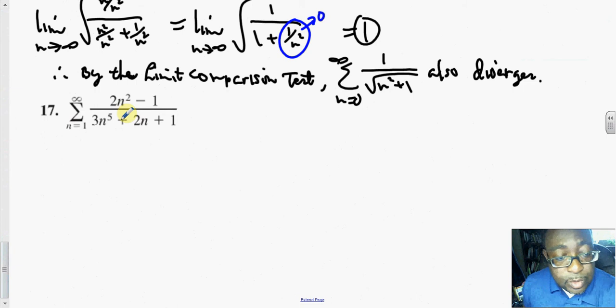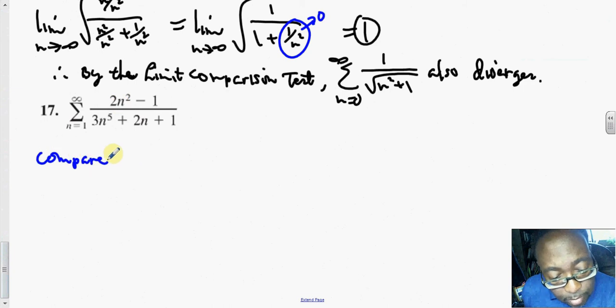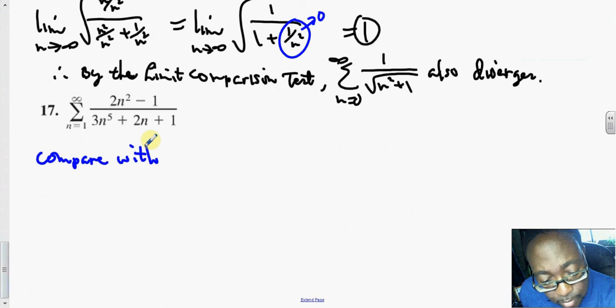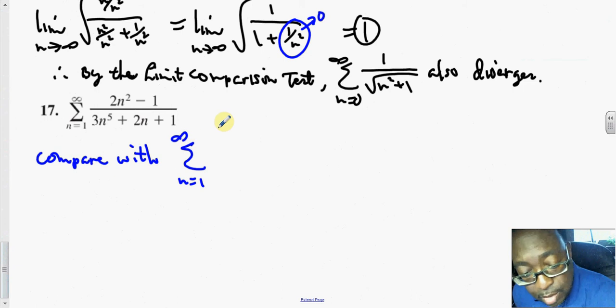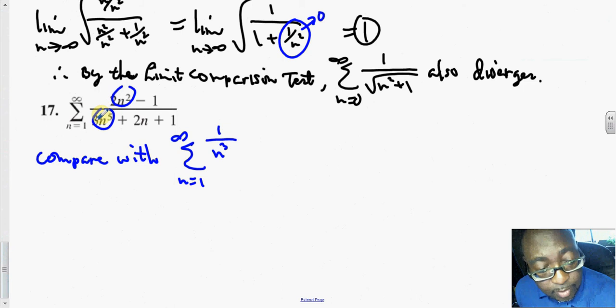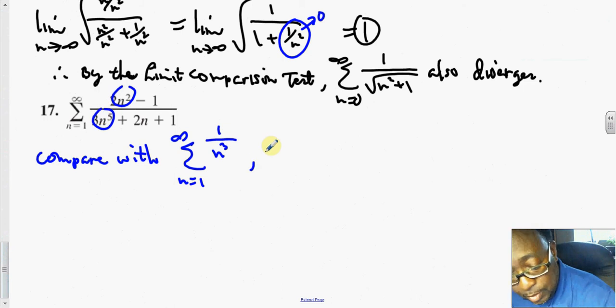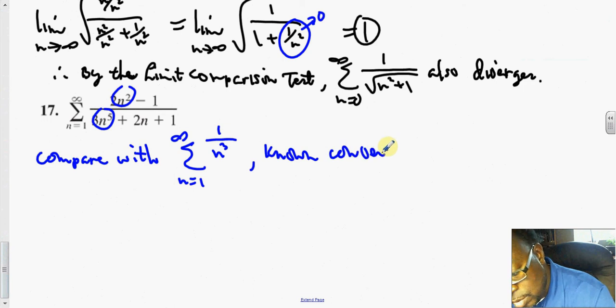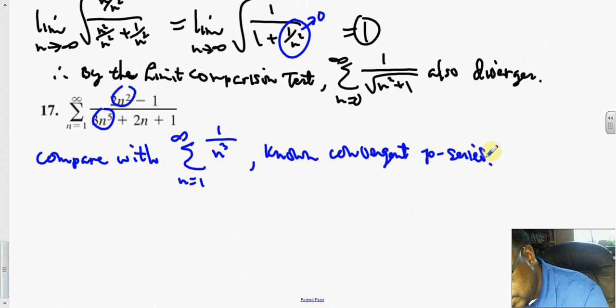Okay, the last one here for this little subpart, n squared divided by n to the 5th is 1 over n to the 3rd. So we compare this to the series as n goes from 1 to infinity of 1 over n to the 3rd. So we got that n squared divided by n to the 5th. This is a known convergent p-series.